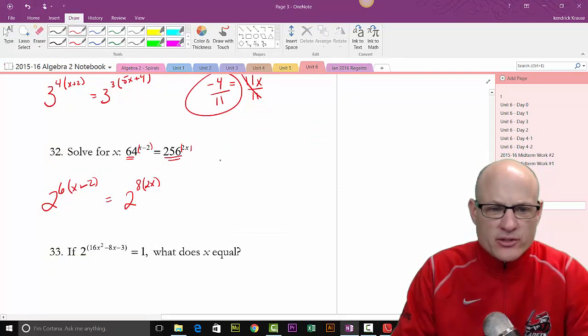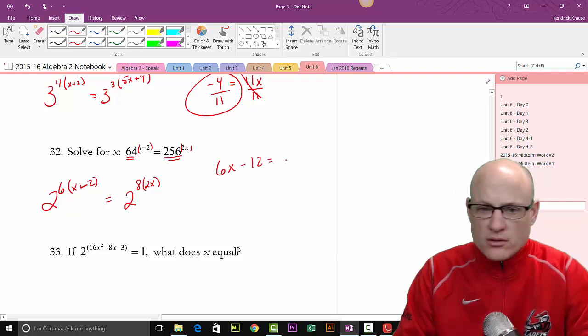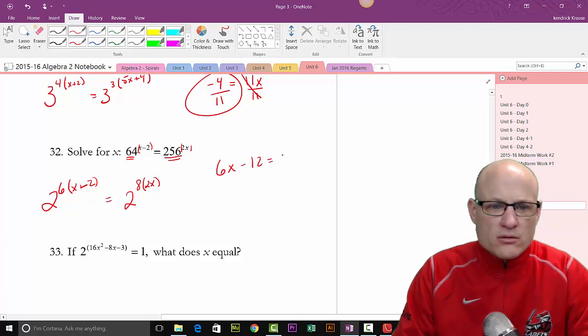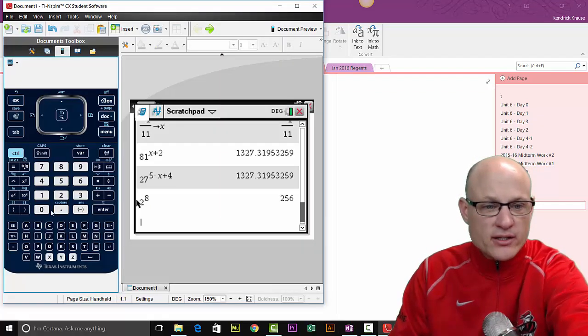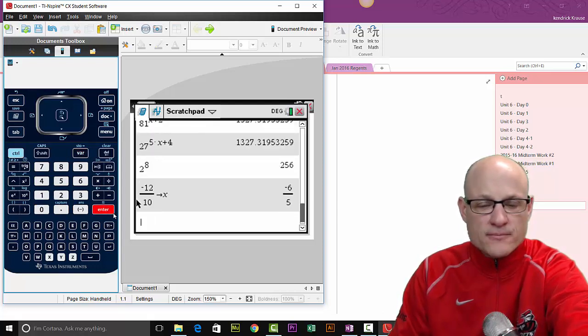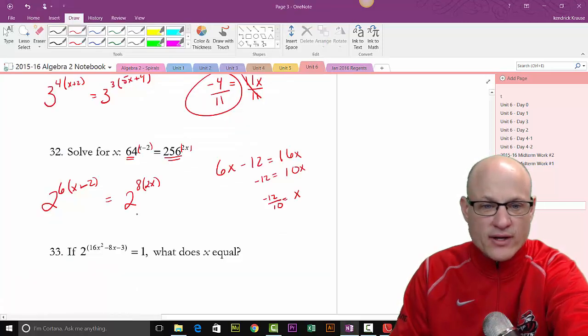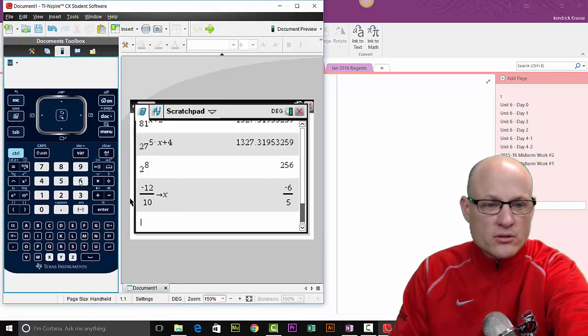Now you just set the exponents equal to each other. You get 6x minus 12 equals 16x. 10x equals negative 12, or x equals negative 12 over 10. And of course, it doesn't take long to check it. Negative 12 divided by 10, store x. Yes, negative 6 over 5 is fine too.